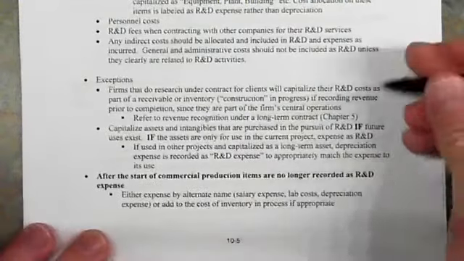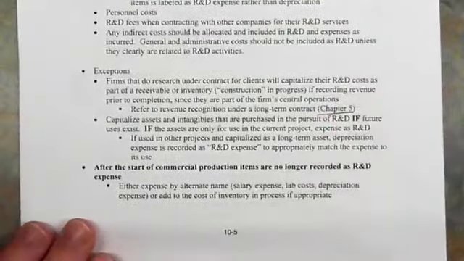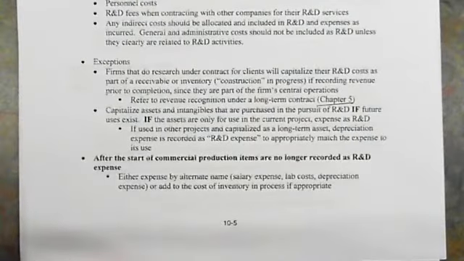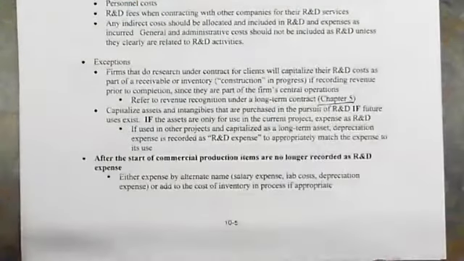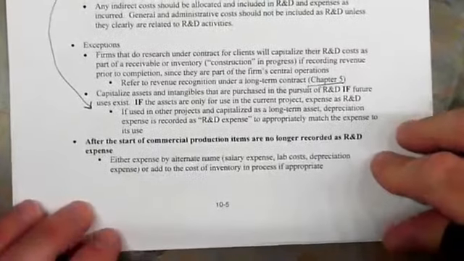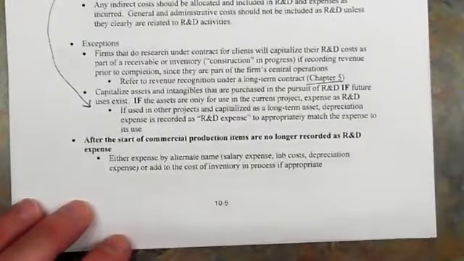And we should, of course, apply everything that we learned in Chapter 5, that lovely chapter that everyone is so excited about because there are so many new and detailed things to learn. But that would be either a receivable or inventory for a client that records revenue in advance of completion. Capitalize assets and intangibles if they are purchased in the pursuit of R&D, if their future use exists. Again, remember that depreciation should be expressed as R&D expense until the start of commercial production.